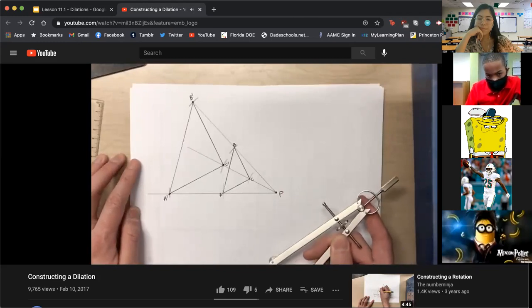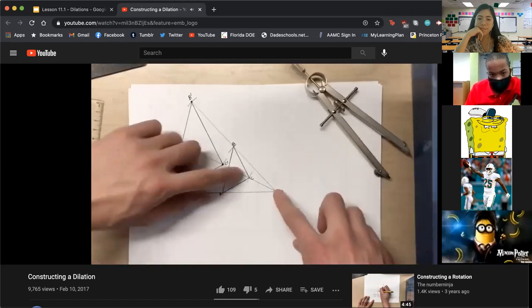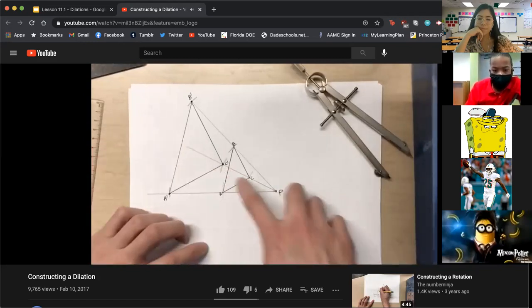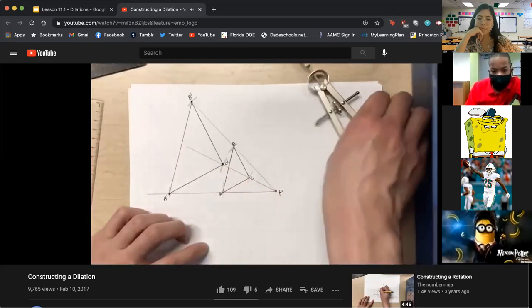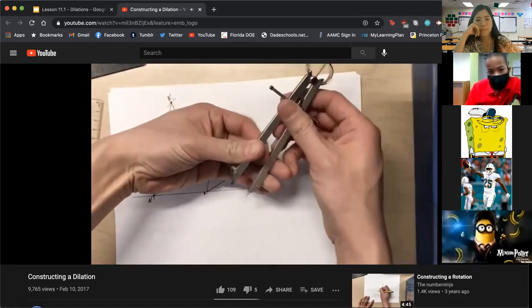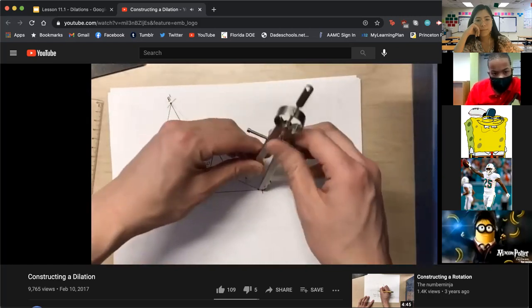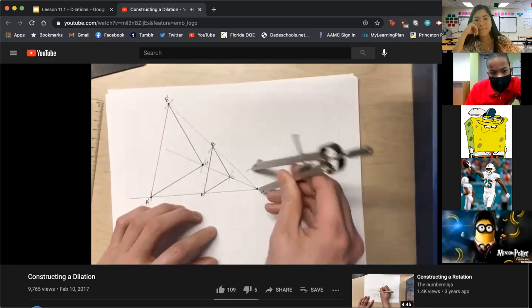like a fractional amount. Let's say a half. If I want a scale factor of half, then I'm going to have to take this distance and cut it in half to find where C prime would be. So let's actually do that. To find the halfway point of this, what I need to do is construct a perpendicular bisector. And we already know how to do that.